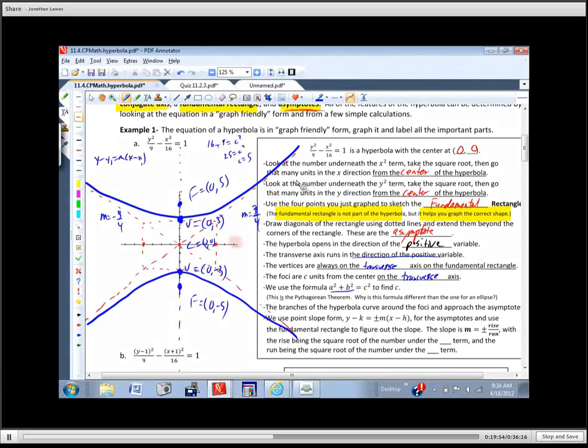So I'd have a branch over here, and I'd have a branch over here. So it's always kind of like the line of center. Yeah, it's called transverse. When you transverse something, you cut across it. So this cuts across both branches.